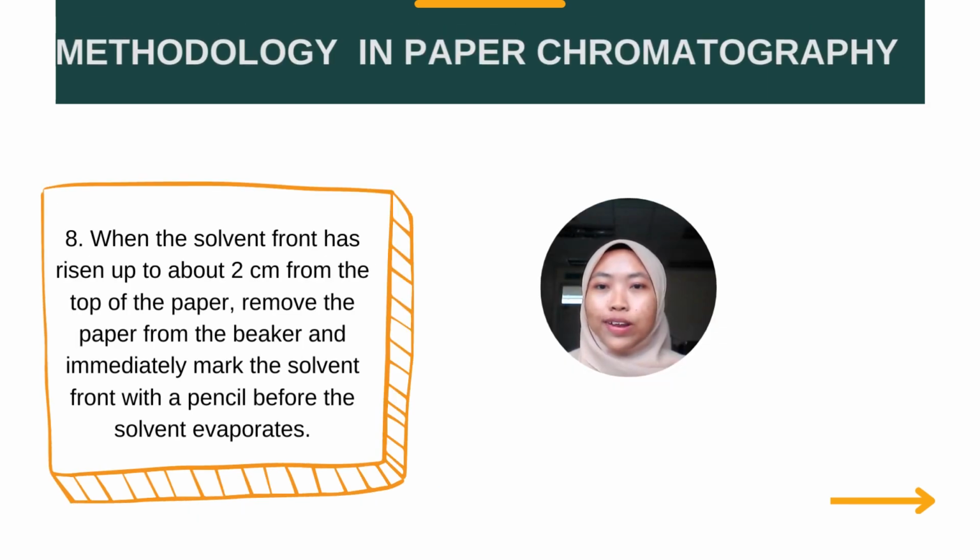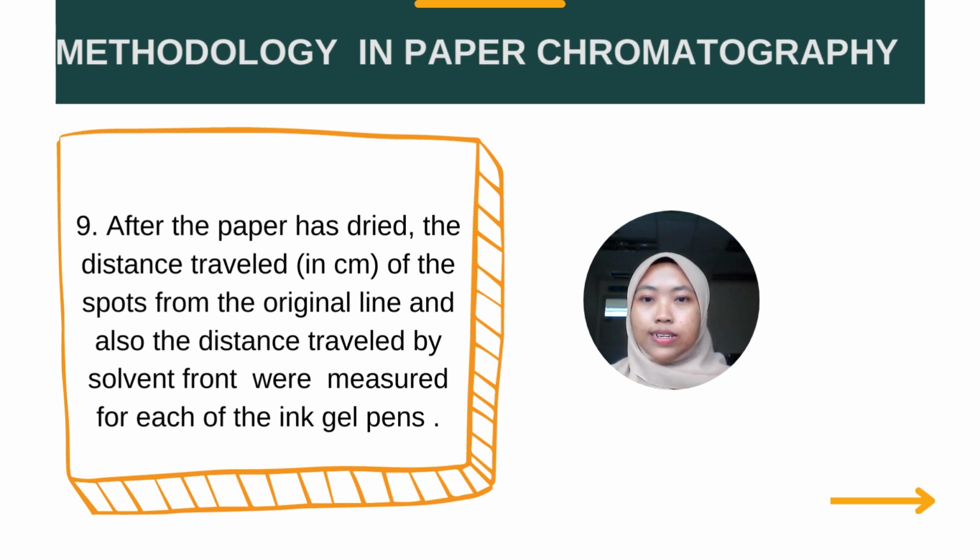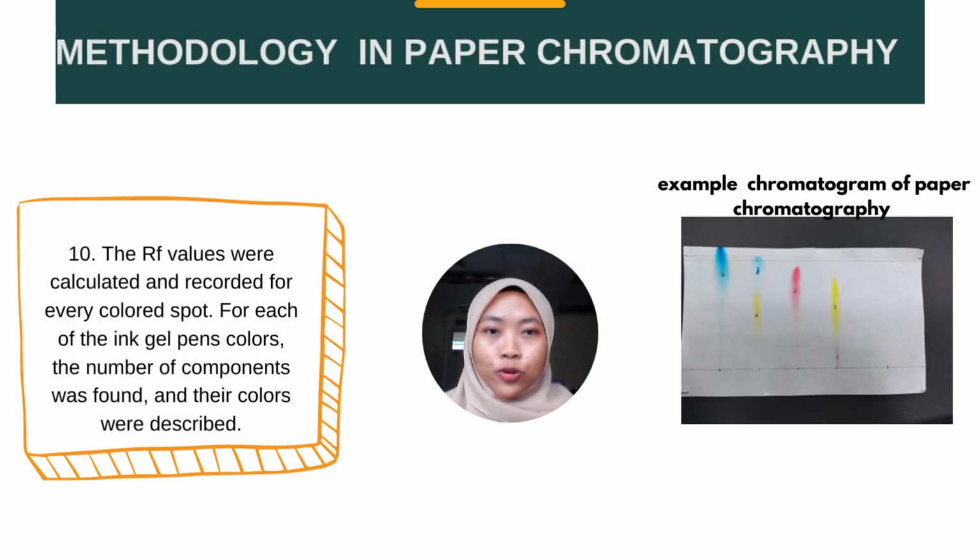When the solvent front had risen to about 2 cm from the top of the paper, remove the paper from the beaker and immediately mark the solvent front with a pencil before the solvent evaporates. After the paper has dried, the distance traveled in cm by the spots from the original line and also the distance traveled by the solvent front were measured for each of the ink gel pens. So this is an example chromatogram of paper chromatography.